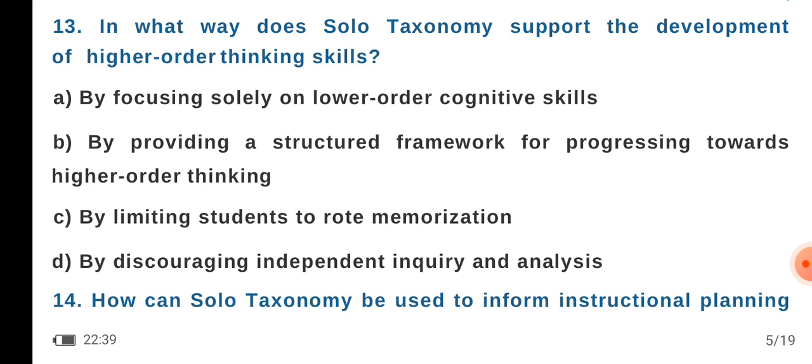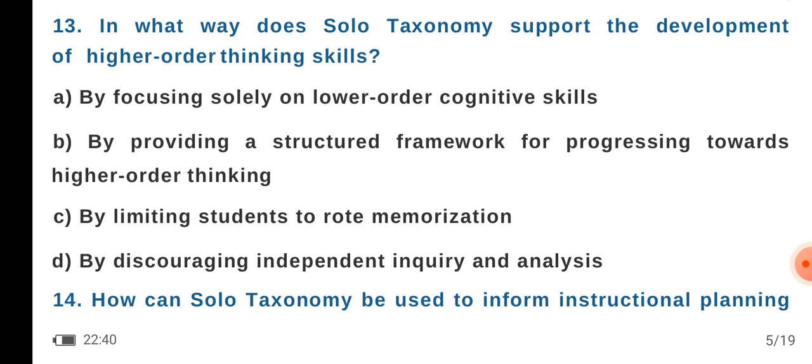Letter A, by focusing solely on lower order cognitive skills. Letter B, by providing a structured framework for progressing towards higher order thinking. Letter C, by limiting students to rote memorization. Letter D, by discouraging independent inquiry and analysis.